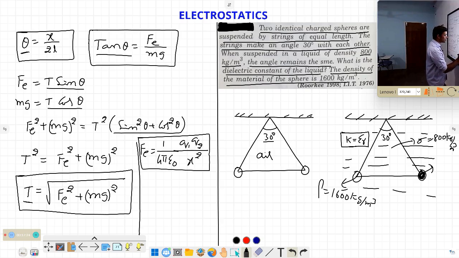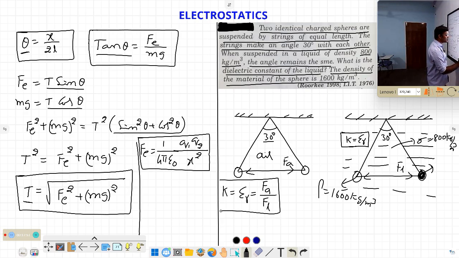K is also called relative permittivity. We can also write relative permittivity in terms of force, because the two spheres are experiencing a force. Here Fa is the force between the two charges in air, and here Fl is the force between the two charges in liquid. The ratio of the force between two charges in air to that in any medium is called relative permittivity, which is nothing but the dielectric constant. So to get the K value, if you calculate Fa by Fl, you automatically get the K value in this question.